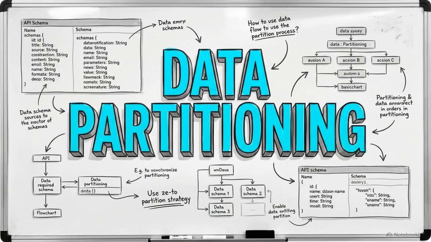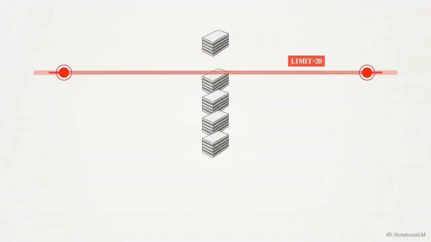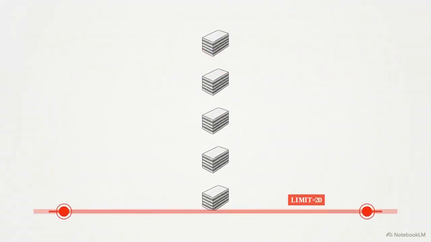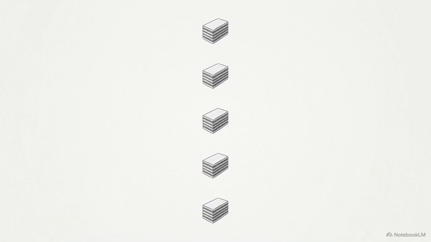The primary defense against this bloat is pagination. It's the mechanical process of taking a massive, unmanageable dataset and slicing it into small, predictable chunks.